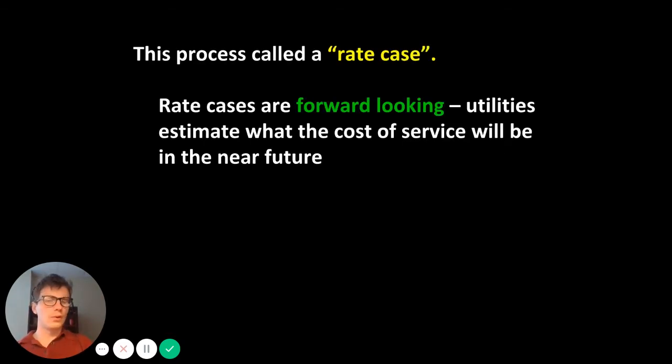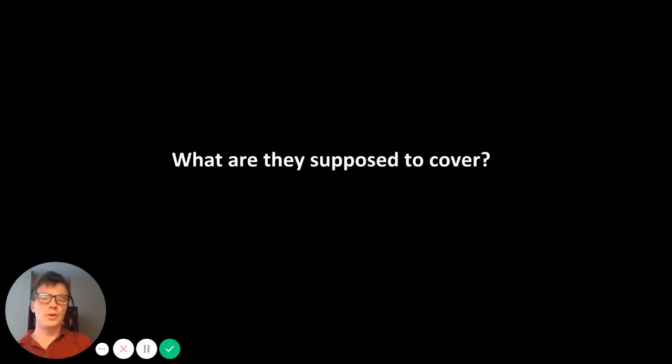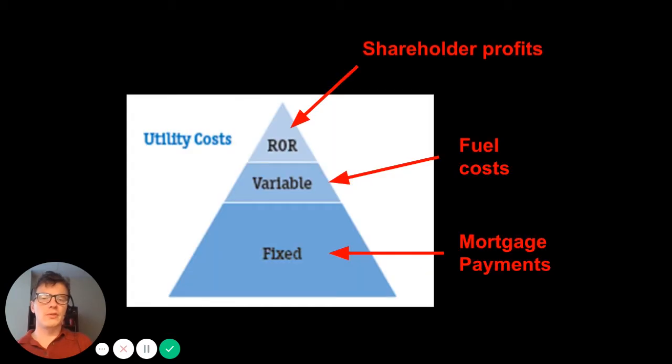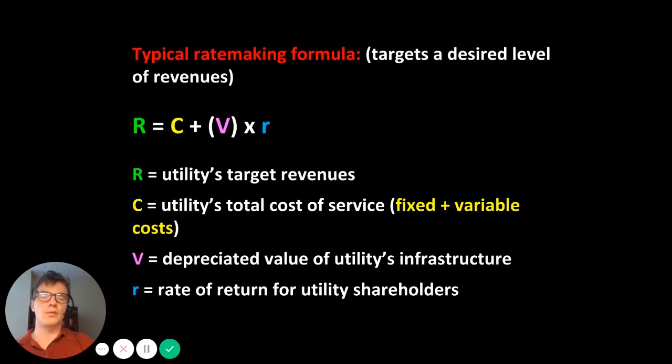Rate cases are forward-looking. Utilities estimate what the future cost of service is going to be in the near future. What are they supposed to cover? Well, they're supposed to cover the cost pyramid for utilities. Most of utilities' costs are fixed, and a big chunk of that are the mortgage payments that are associated with all the debt they acquired to build all this infrastructure. On top of that, there are variable costs. Most of the variable costs for utilities come from fuel costs. And then there's shareholder profit. So retail electricity prices are supposed to cover all 3 of these categories.